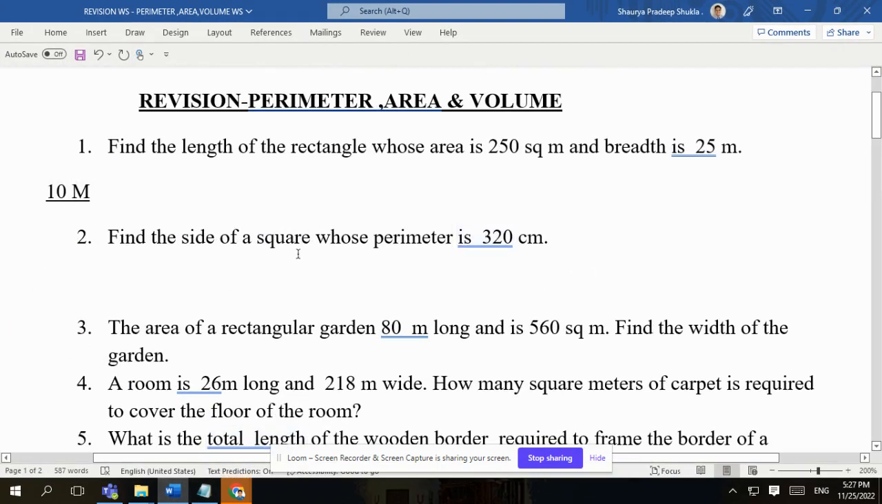So it's the side of a square whose perimeter is 320. So I know that 8 fours are 32. So I believe the side of the square will be here. How much, Shaurya? It will be 80. 80 what? 80 meters. I mean, no, 80 centimeter. Centimeters. Be very careful with the unit, otherwise the teacher will reduce your marks.